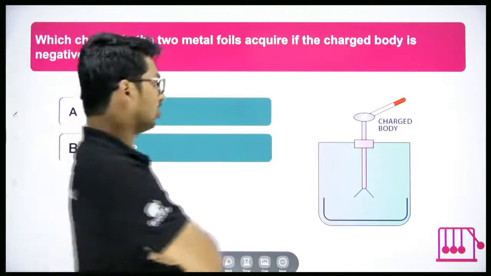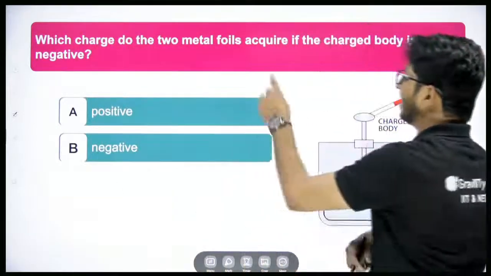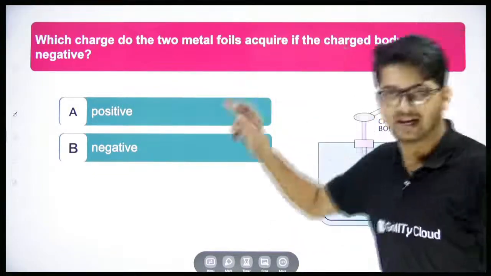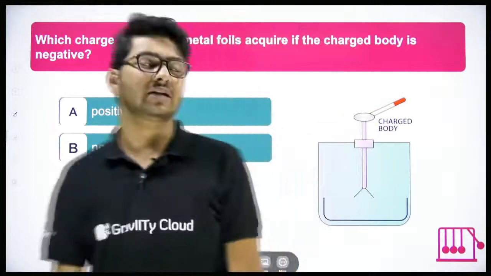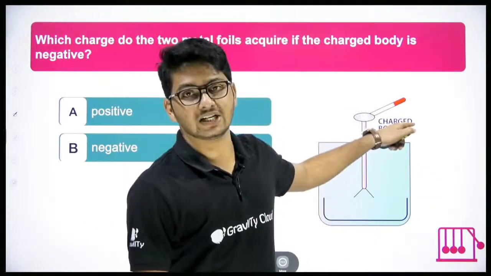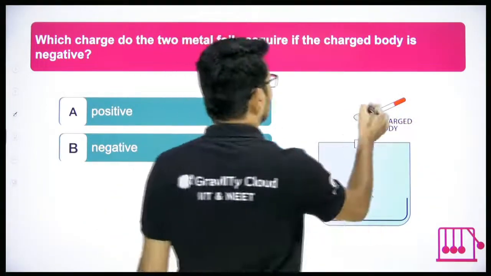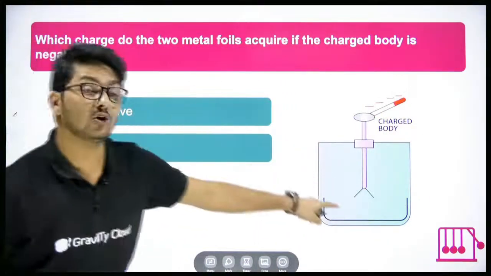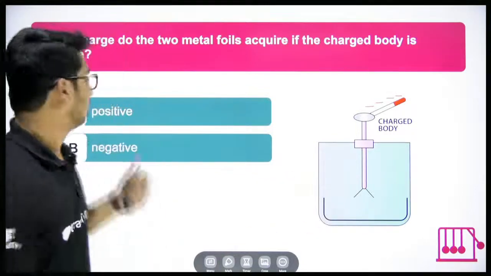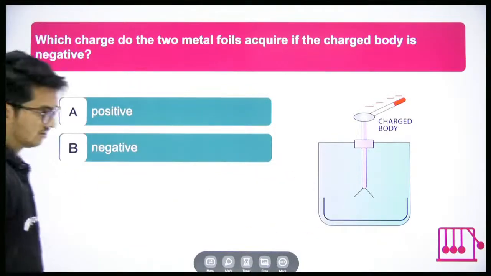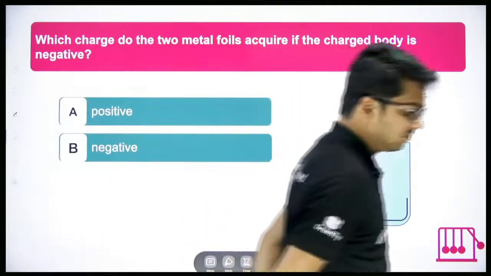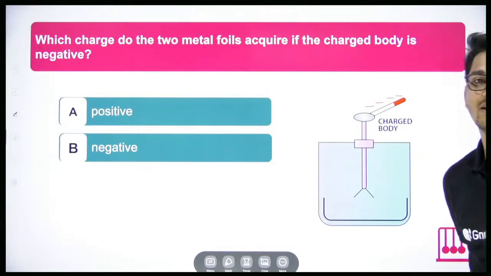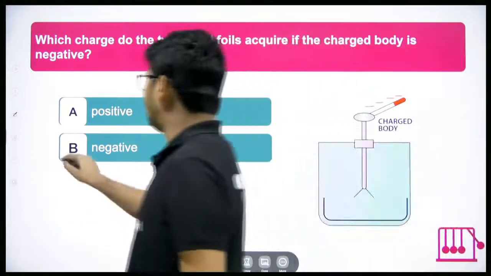So let me go into a simple question here. Which charge do the two metal foils acquire if the charged body is negative? Look at the image. This is a charged body, charged rod. If it is negative initially, which charge do the two metal foils acquire? Positive or negative? What do you think is the answer? And the answer is B, negative charge.